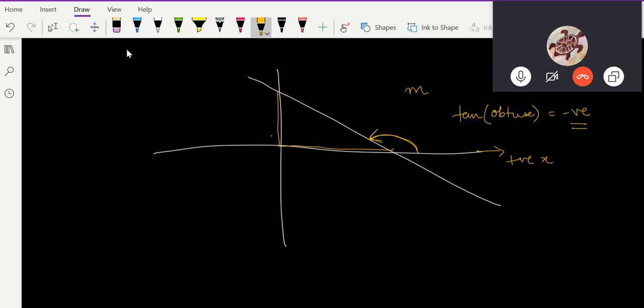So in this case the slope would be negative. Okay, now let's say I have both the lines together. The equation of the first line is y equal to m1x plus c1, and the equation of the second line is y is equal to m2x plus c2.